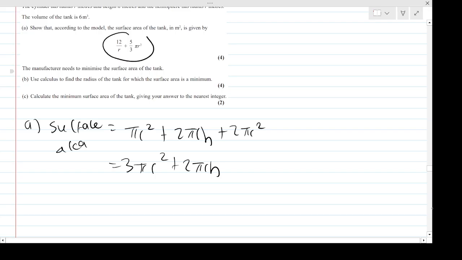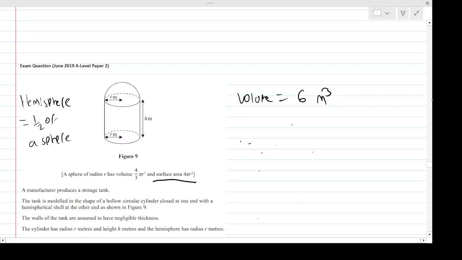But is that the formula they want? Is that the surface area? No. Why is that not the case? Because we have an h. There's no h in their final answer, but in my answer at the moment I have an h. I need to get rid of the h then, right? But this is where the volume's going to kick in. I need to find the volume of it because I'm given the volume.